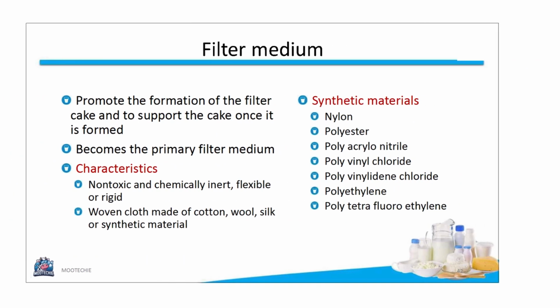The filter medium is a crucial component. It promotes the formation of the filter cake and supports it once formed, effectively becoming the primary filtering surface. It should be non-toxic, chemically inert, and can be flexible or rigid. Often it is a woven cloth made of cotton, wool, silk, or synthetic materials like nylon, polyester, polyacrylonitrile, polyvinyl chloride, polyvinylidene chloride, polyethylene, or polytetrafluoroethylene.